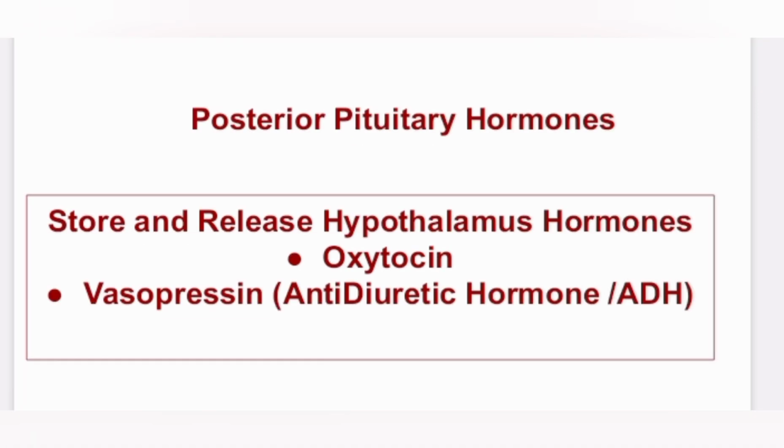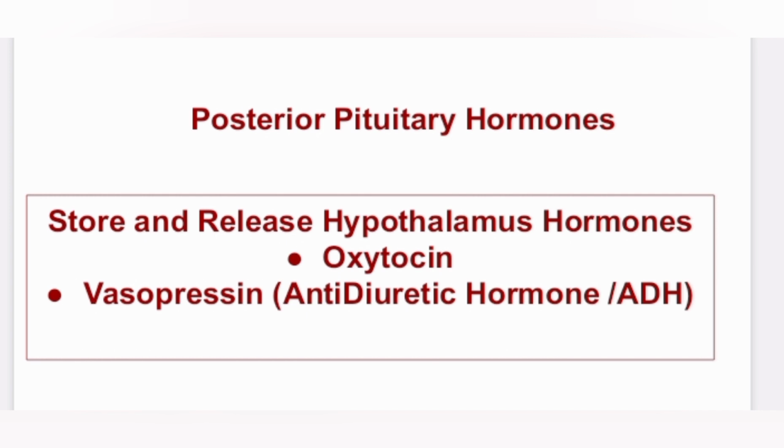So when we come to the posterior pituitary or neurohypophysis, it's important to notice that the posterior pituitary is not secreting any hormone. However, it can store and release two important hormones like oxytocin and vasopressin. Vasopressin is also known as antidiuretic hormone or ADH.